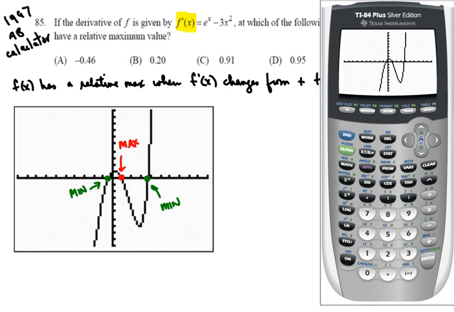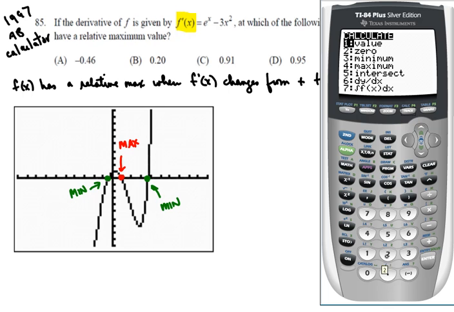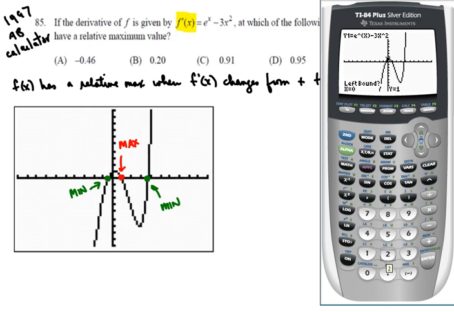So in this case, what we're looking for is actually a zero of the first derivative function. And so I do second, calc, number 2, which is a zero. I can start the left bound at around 0 and the right bound at around 3, and then guess, and it finds the zero at 0.91. And so the answer would be C in this case.